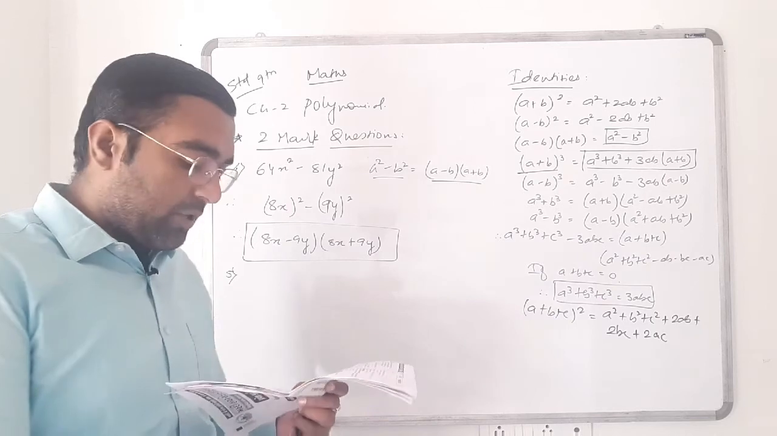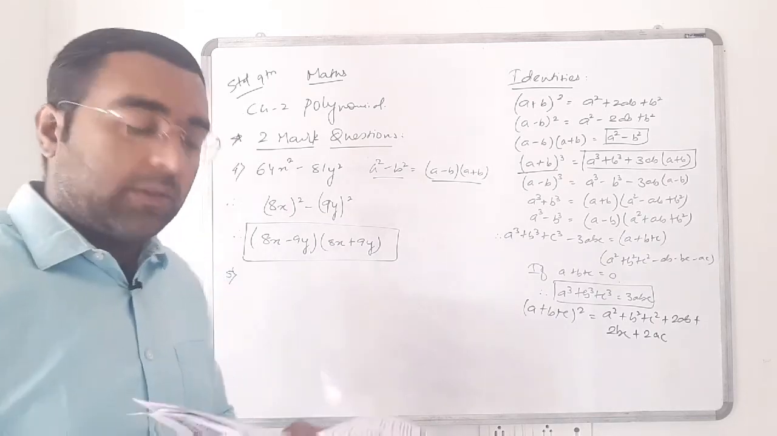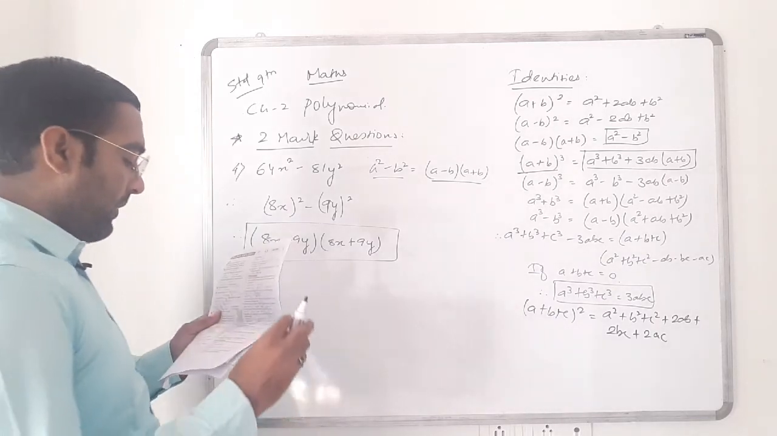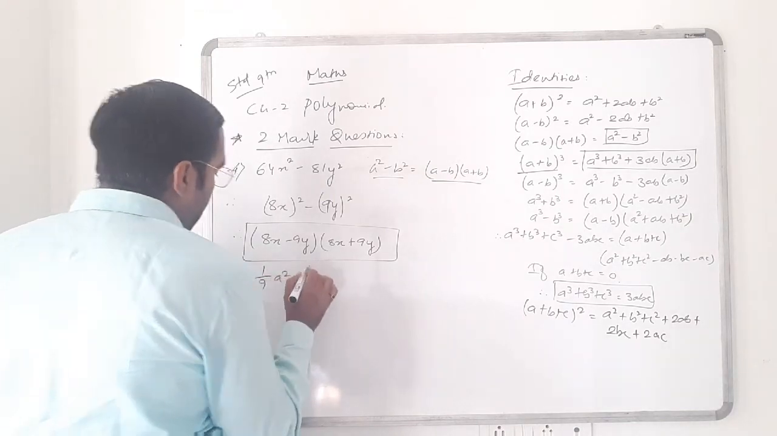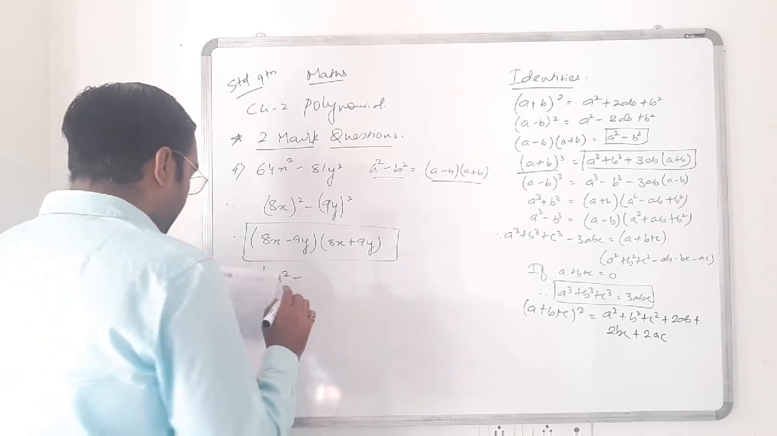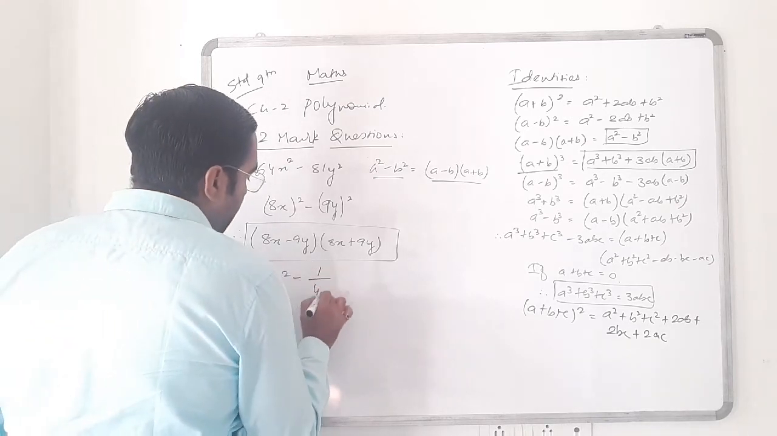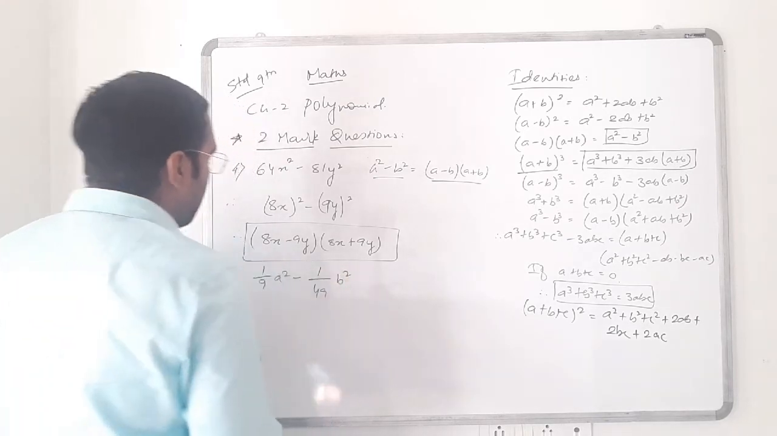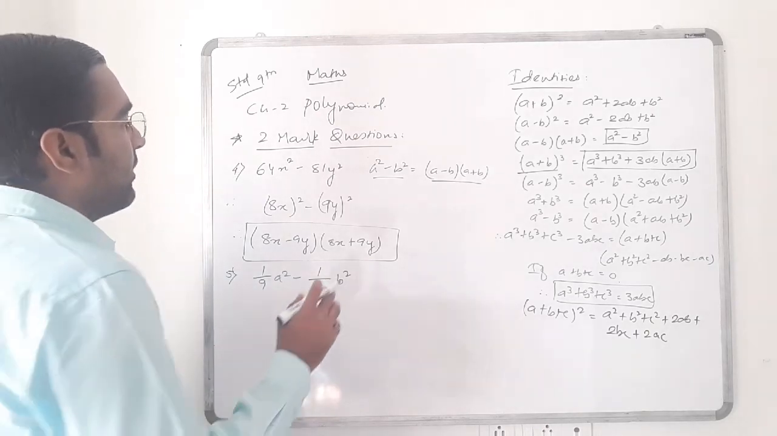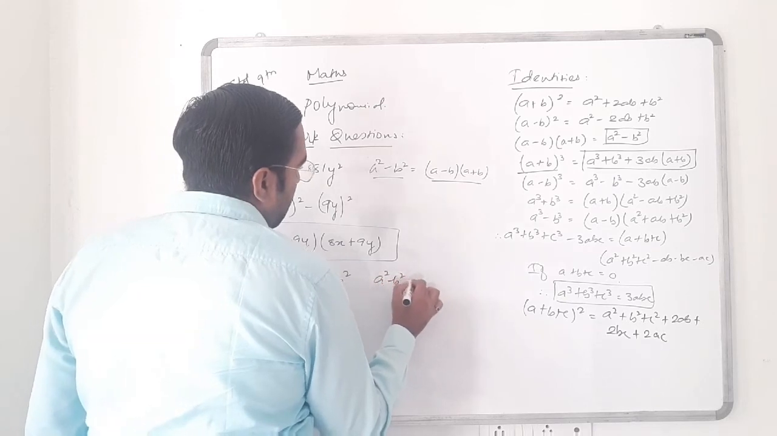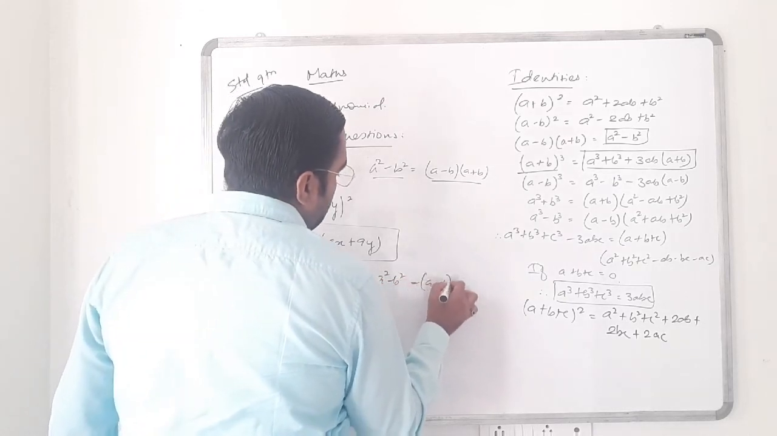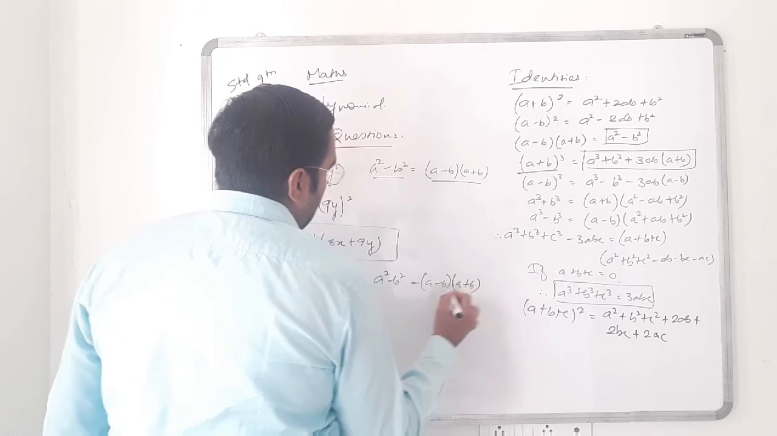Now we are moving on to question number 5, which is 1 by 9 a square minus 1 by 49 b square. Okay, here the same kind of formation is formed: a square minus b square is equal to a minus b times a plus b.